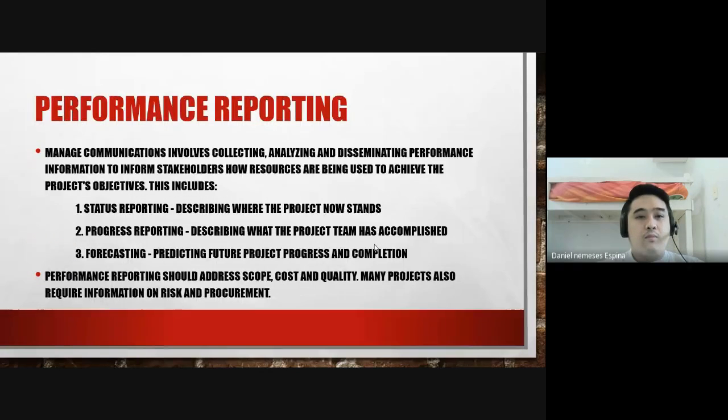Performance reporting. So managing communication involves collecting, analyzing, and disseminating performance information to inform stakeholders on how resources are being used to achieve the project objective. So what are the different update reporting? Okay. So you have the status reporting. Status reporting describes where the project now stands. So asa naman karon ang project? Is it 70% complete? 80% complete? Okay. 100% complete?